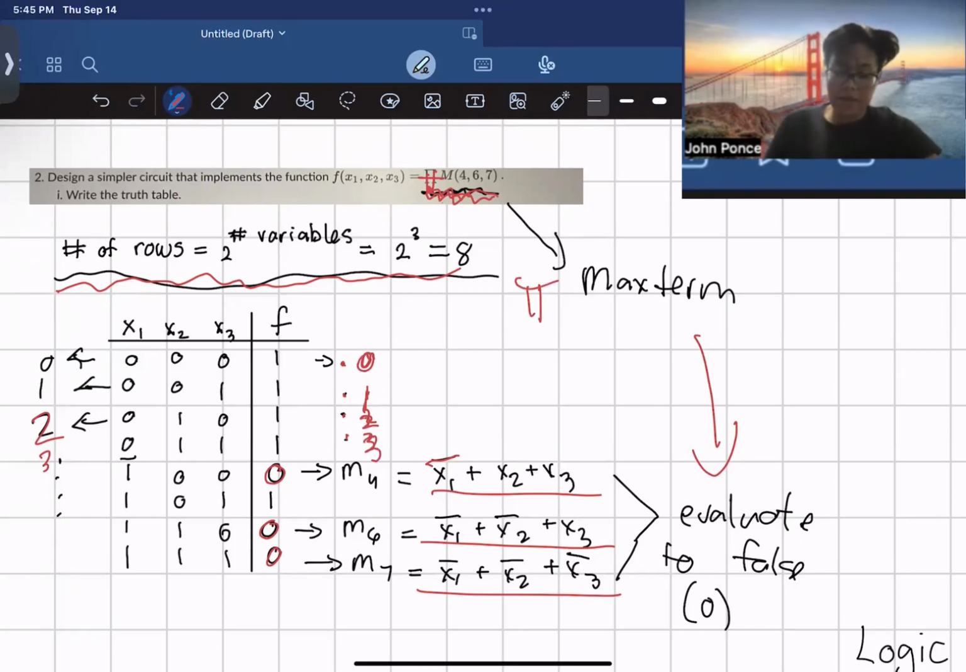We would get the equation of M4 by looking at the inputs and having them also evaluate to 0. For example, for x1 in M4, since it's equal to 1, we want the opposite. Because remember, we always want to evaluate to false, which is why we use the opposite sign right here. Then you do the same thing with the other inputs and with the other max terms.